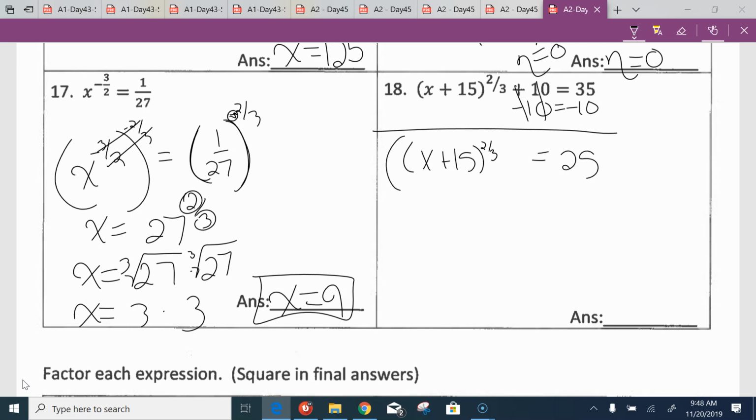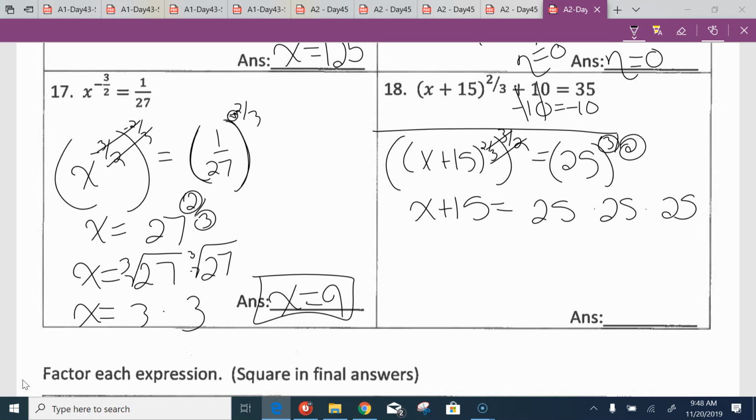Now I'll raise the left and right side to the reciprocal, to the 3 halves. These cancel out. I have x plus 15 on the left side. 25 to the 3 halves means I have 25 times itself 3 times. 25 times 25 is 25, taken to the second, or square root. The square root of 25 is 5.